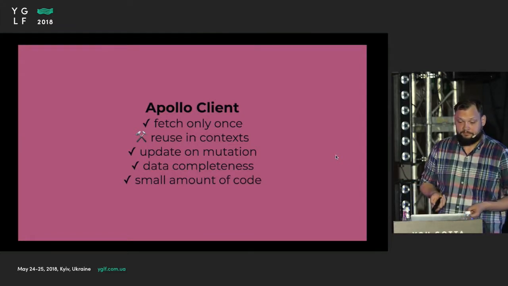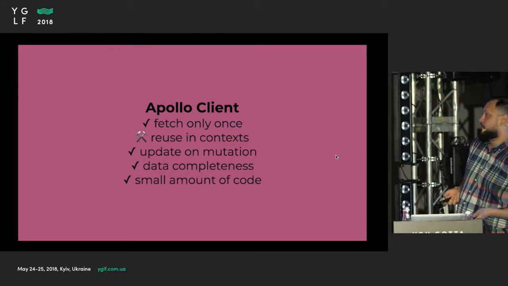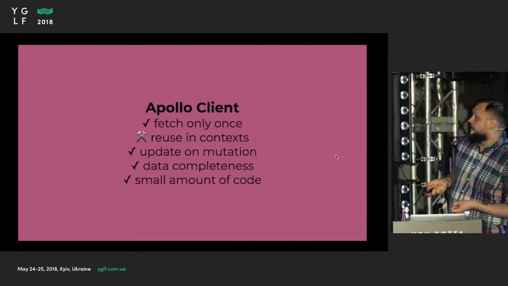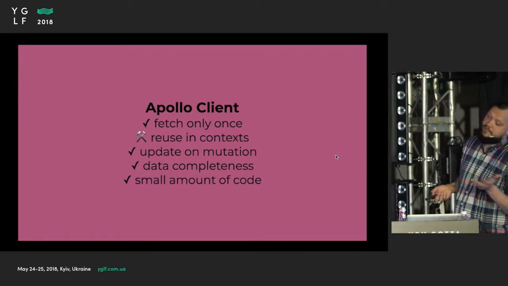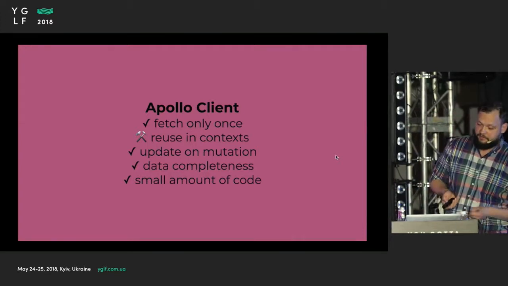So Apollo. You fetch only once, because whenever you transition to a view that uses the same query or a similar query that's compatible with what you already have, it won't fetch it again. You can reuse stuff in context, but this requires manual work. So it's kind of a downgrade from object caching, where you had it out of the box.